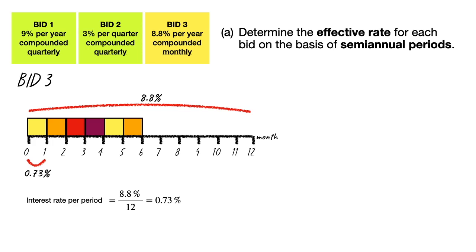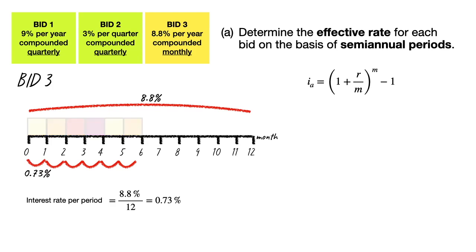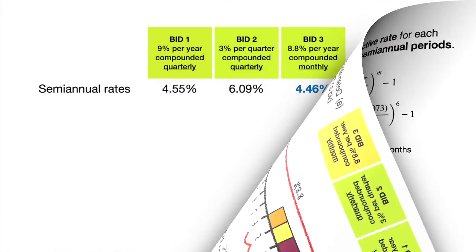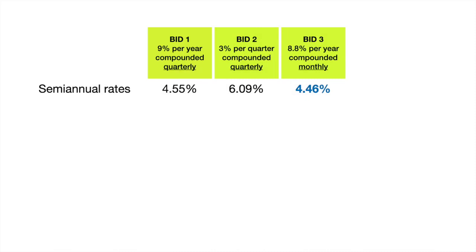Okay, now we are going to use the RM formula. Our R would be the total interest rate of 6 months, which is 0.0073 multiplied by 6, and the M is how many compound periods in the 6 months that we are interested in. So our M is 6. So substitute the values in our equation and we will get the effective interest rate to be 0.0446, or 4.46% for 6 months.